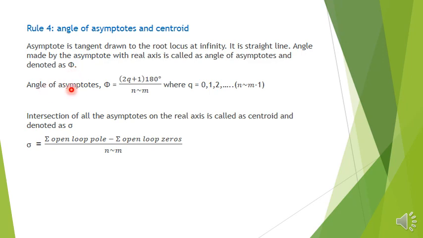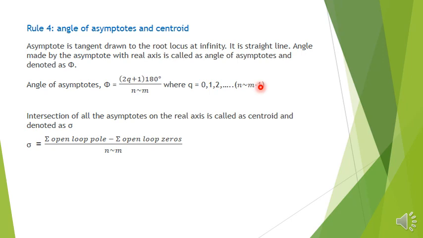And this angle of asymptotes phi equals (2q plus 1) times 180 divided by n difference m. Here n difference m, because n may be larger or m may be larger. In both cases it is n minus m or m minus n. That is why I given it as n difference m. Now this q value you have to vary from q equal to 0, 1, 2 up to n difference m minus 1, because only n minus m branches start or terminate at infinity.